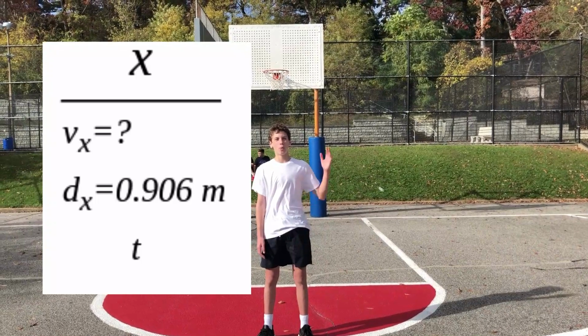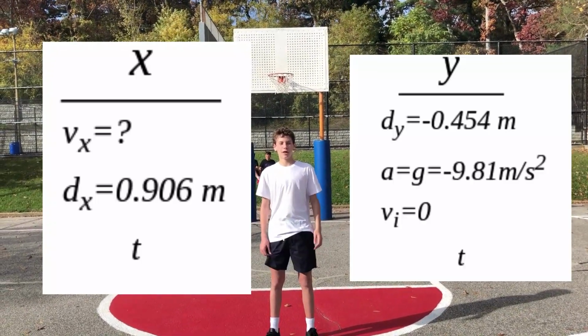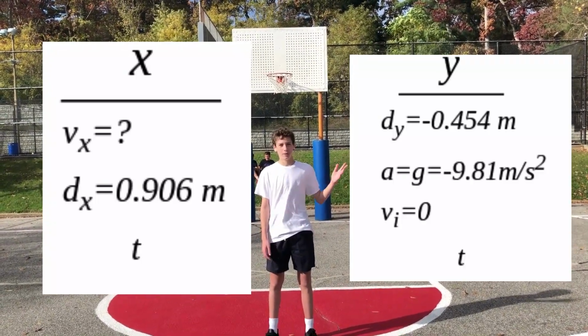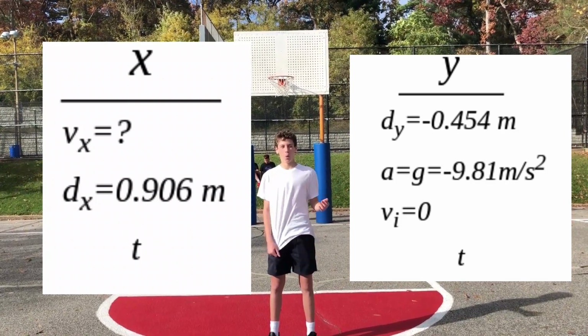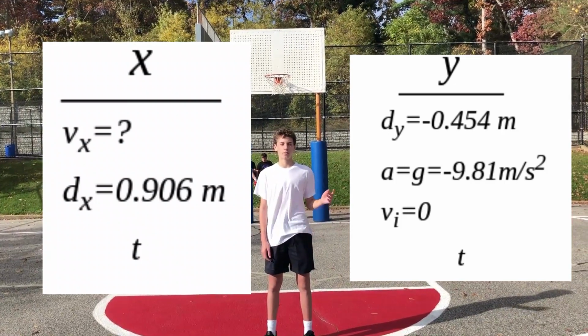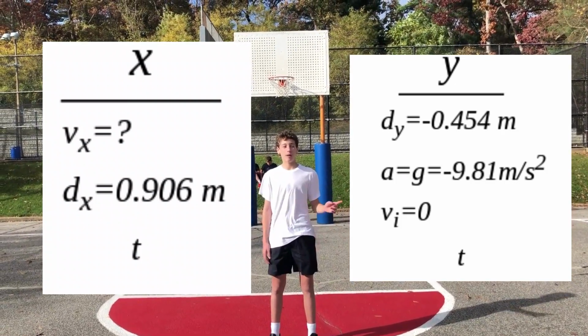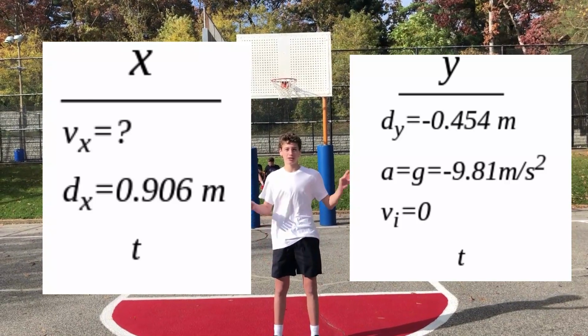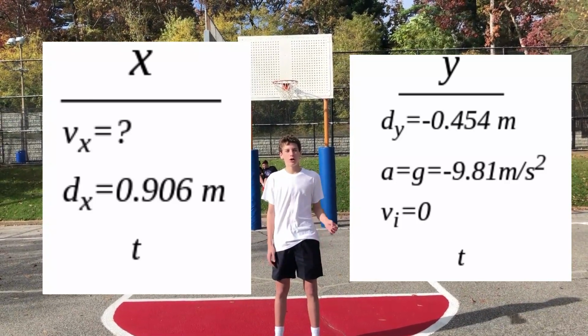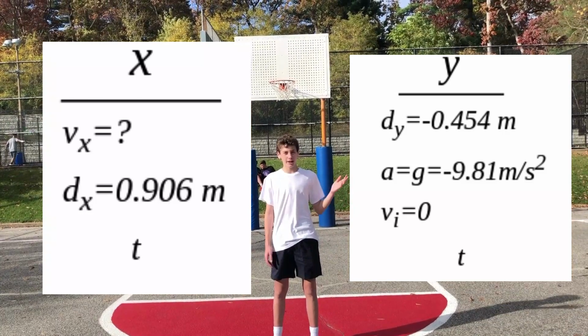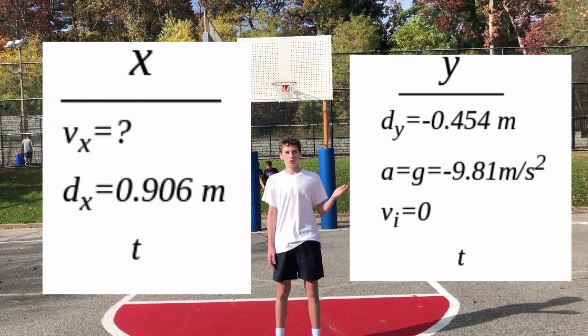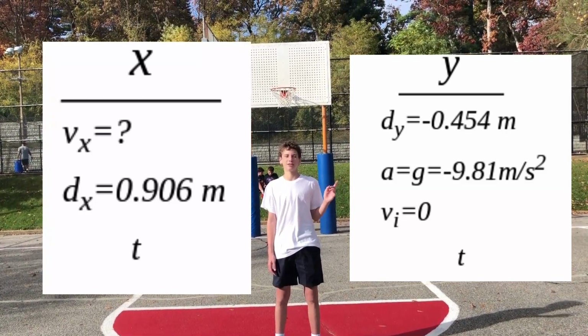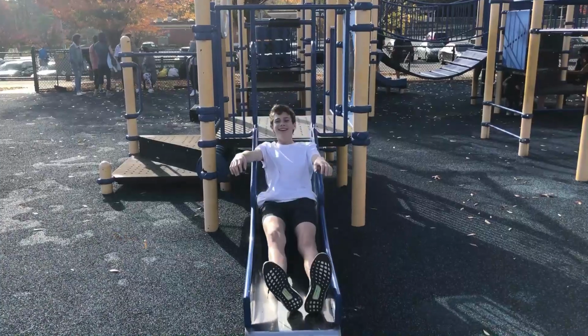Next, we're going to do the givens for the y-axis. First, we have the initial velocity, v_i of y, which is 0. Then we have the distance of y, d of y, which is 0.454 meters. Next, we have time, which is t, which we put an equal sign because it's the same for both. And last, we have the acceleration, which is equal to g, the acceleration due to gravity, which is negative 9.81 meters per second squared.